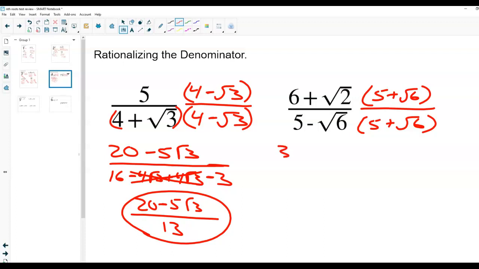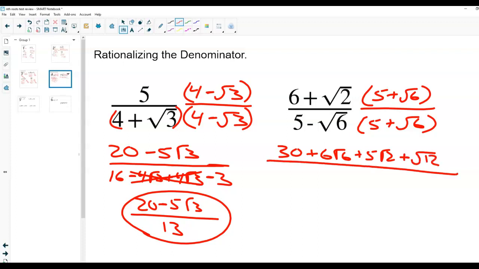6 times 5 is 30. 6 times root 6 is 6 root 6. Root 2 times 5 is 5 root 2. And root 2 times root 6 is root 12. 5 times 5 is 25. Plus 5 root 6 minus 5 root 6 minus 6. Root 6 times root 6 is 6.